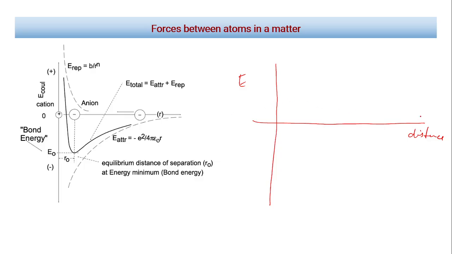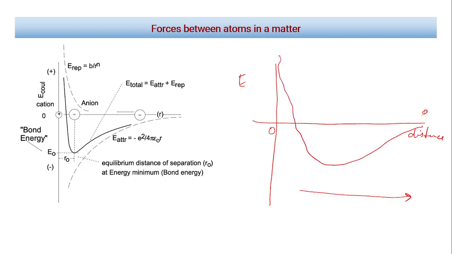We know this is 0, that means as we go towards this side, the distance is increasing, right? So when the distance between these two atoms is, say, this much large, the attractive force dominates. Okay, so the overall graph looks something like this.